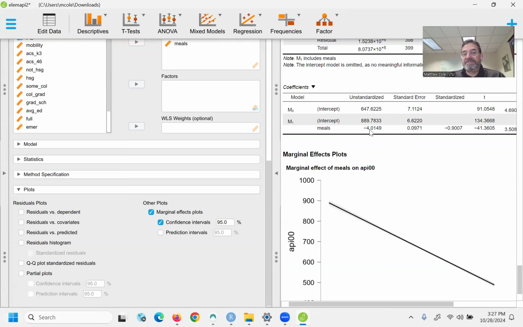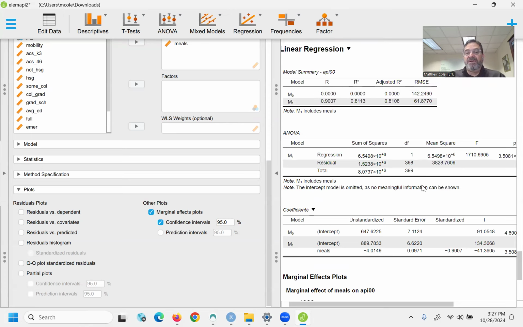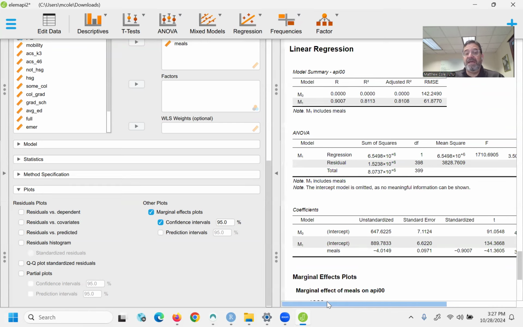And so we see here from the unstandardized coefficient, academic performance goes down by a score of 4 points for every additional percent of kids that needs a free meal. What's the R squared? Wow, huge. 80%. That's a huge predictor. We can predict 80% of academic performance just by the percentage of kids that need free meals. That's crazy. That's insane.